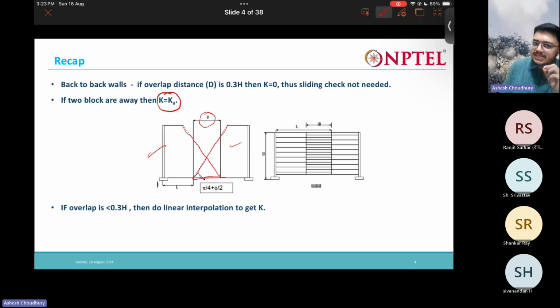If the overlap distance d is 0.3 h, then K equals 0. That means the sliding check is not required, since K equal to 0 means we are not considering lateral earth pressure. The sliding check is not required if the overlap distance is 0.3 h or more. If the two blocks are far apart, then we take K equal to K, and if the overlap distance is less than 0.3 h, then we interpolate between K and 0.